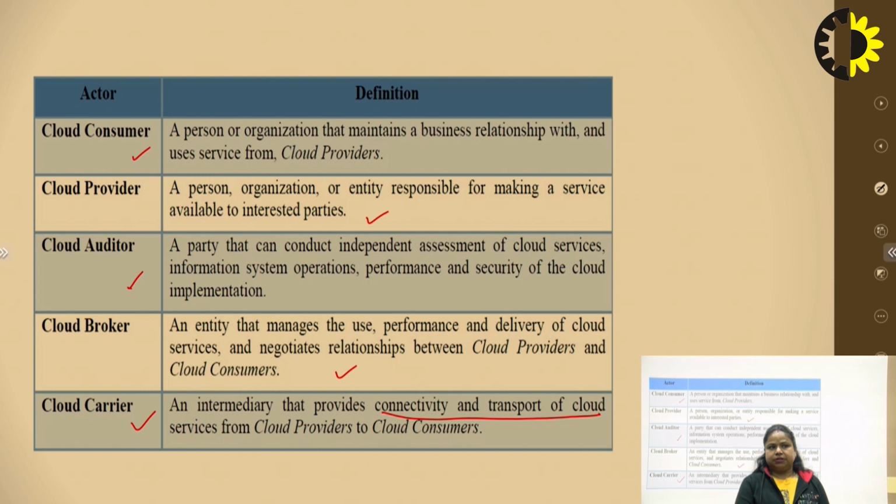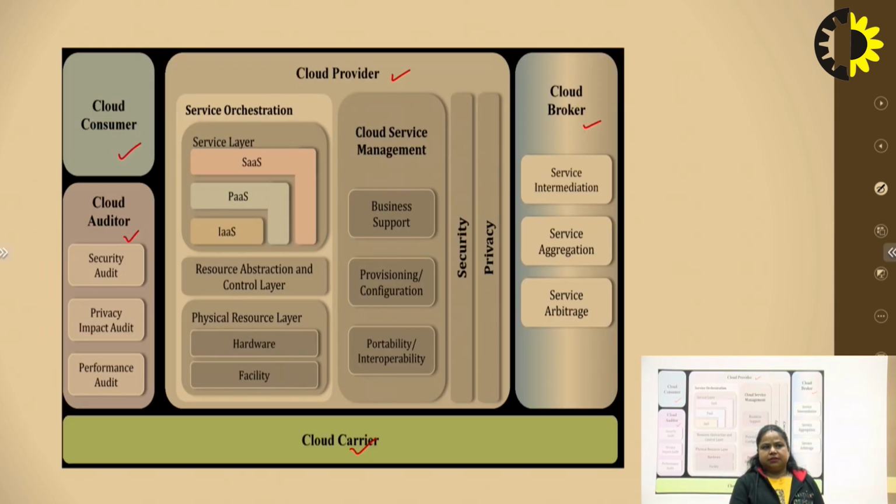Right? So these are the 5 actors which we talk about in the NIST architecture. Now you can see this particular architecture contains every parameter, but what we did is divide all the responsibilities of the layered architecture into 5 actors.